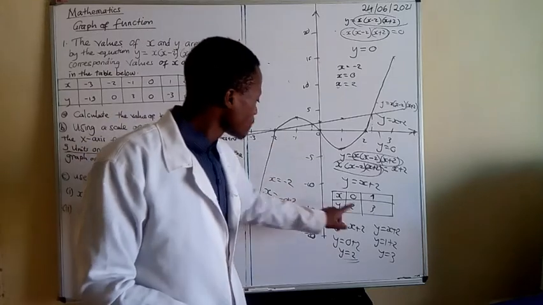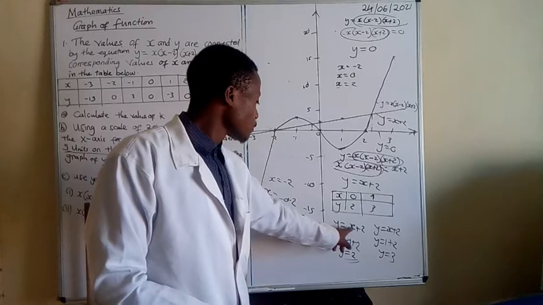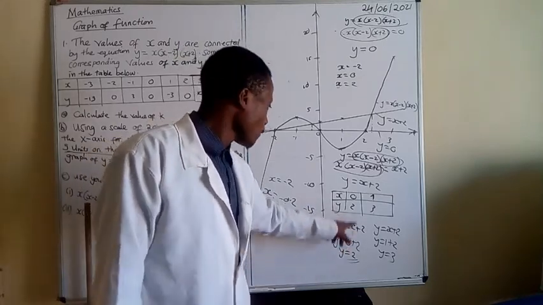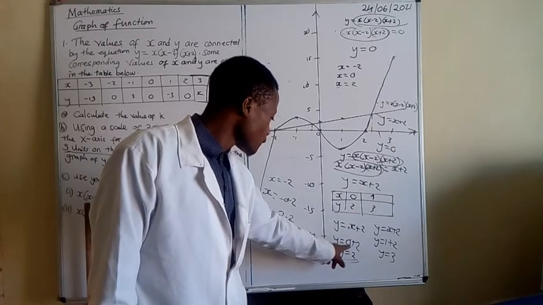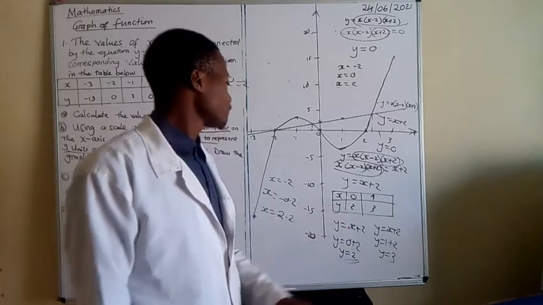So, to find the first value of y, we say y is equal to x plus 2. Where there is x, we put the 0. So 0 plus 2, we are getting 2. So the value of y is 2.